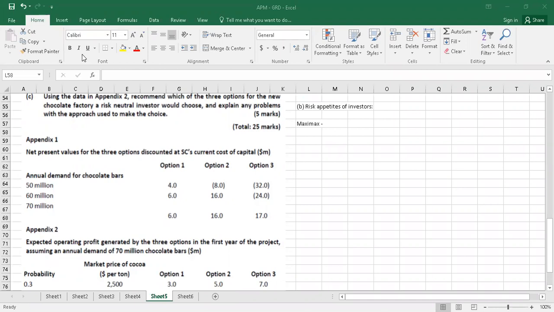What's maximax? We see there are three options and three different annual demands for chocolate bars. Each of them has the NPV calculated and given. We don't have to calculate the NPV. So if they choose option 1 or option 2 or option 3, so now which option?